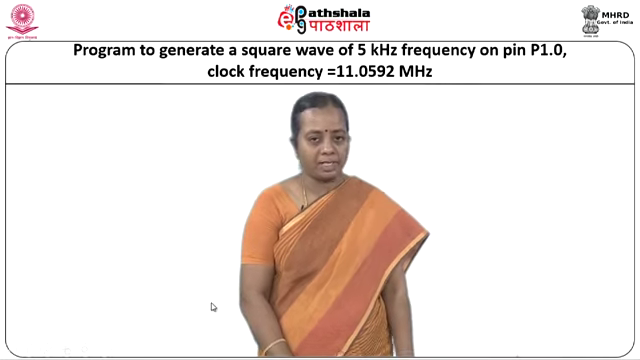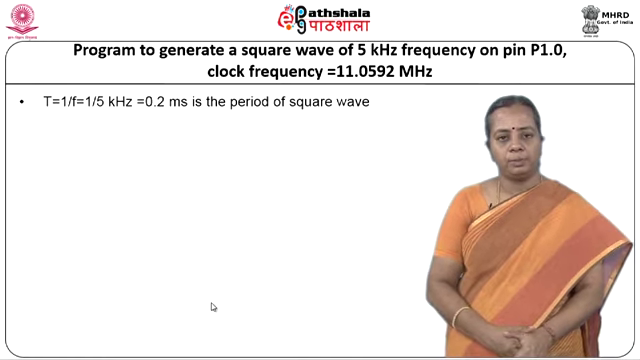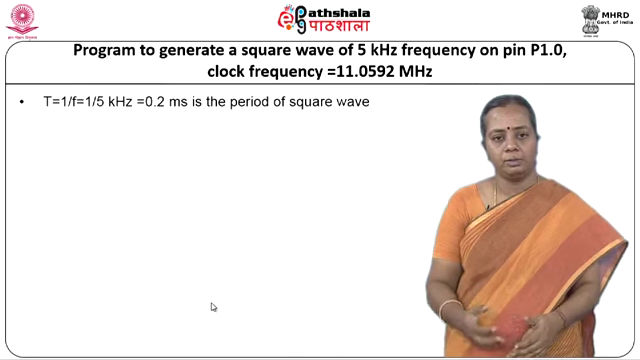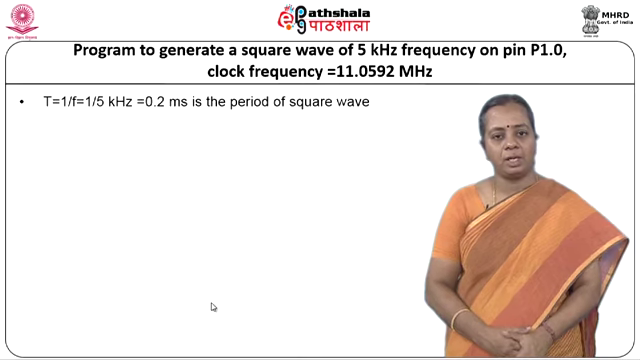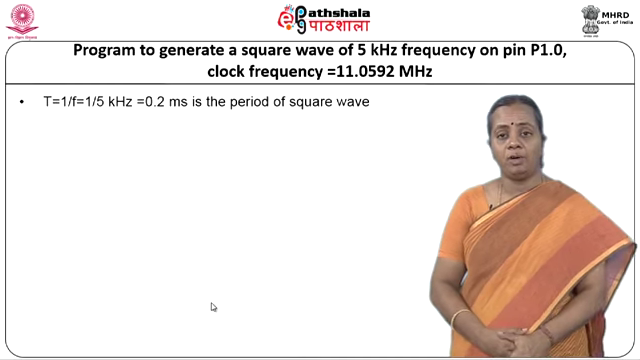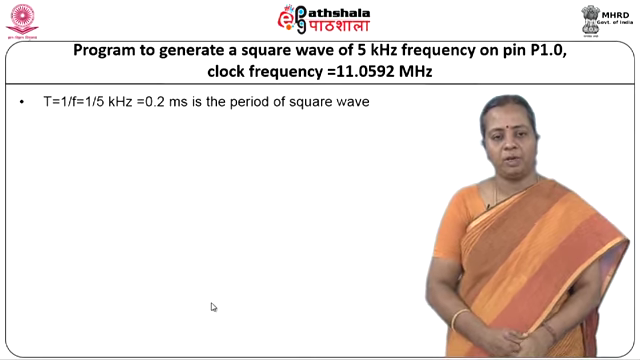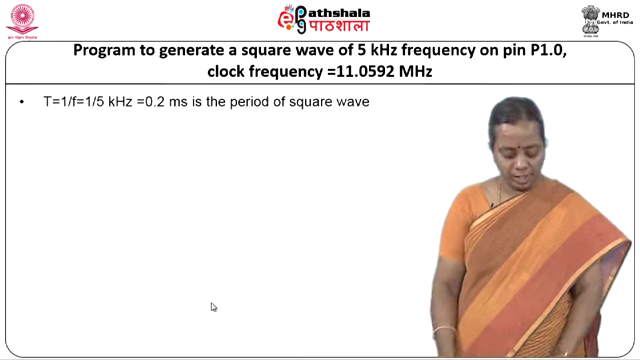So, this is a typical example where I want to generate a square wave. We have seen how to generate a particular delay. Now, with the delay I want to generate a square wave. Previously we generated a square wave without a specified time. Now, I want to generate a square wave of 5 kilohertz at pin P1.0, where the 8051 microcontroller clock frequency is 11.0592 megahertz.